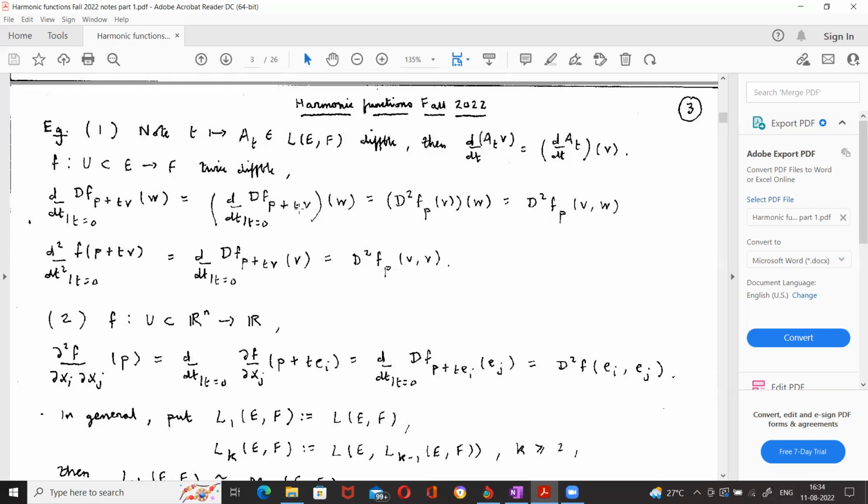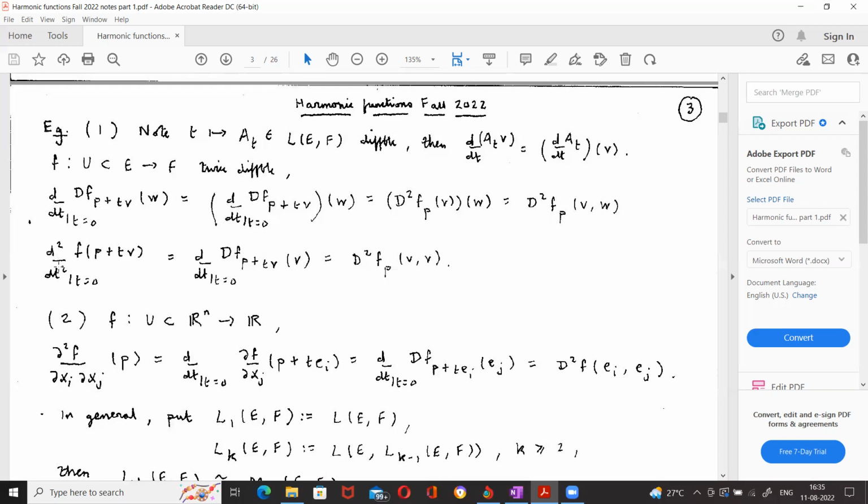Is that okay? Yes. So what do I get? I get d squared f at p applied to v, and then that applied to w. This is exactly d squared f at p applied to (v, w) when viewed as a bilinear map. So I can calculate this bilinear map in this way: d squared f at p applied to a pair of vectors v and w is nothing but d/dt at t equal to 0 of df at p plus tv applied to w. And if I take w equal to v, then what happens?